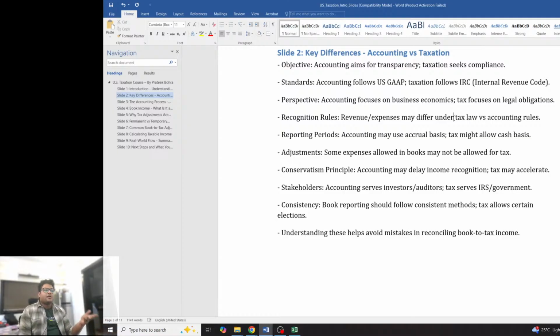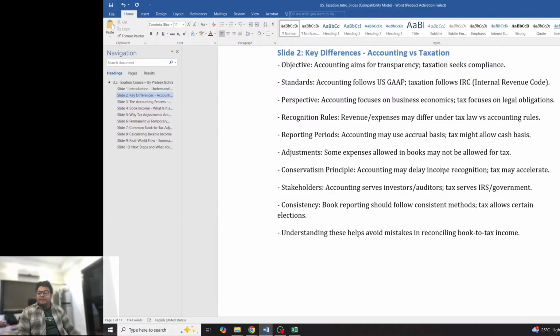So with this example, you can understand that some expenses can be allowed in books but may not be allowed for tax. In case of the conservative principle, accounting may delay income recognition, tax may accelerate. Accounting might say that the income is not yet received, and we have not even conducted any activity, therefore we will recognize it when it comes, which is more suited to the US GAAP principles.